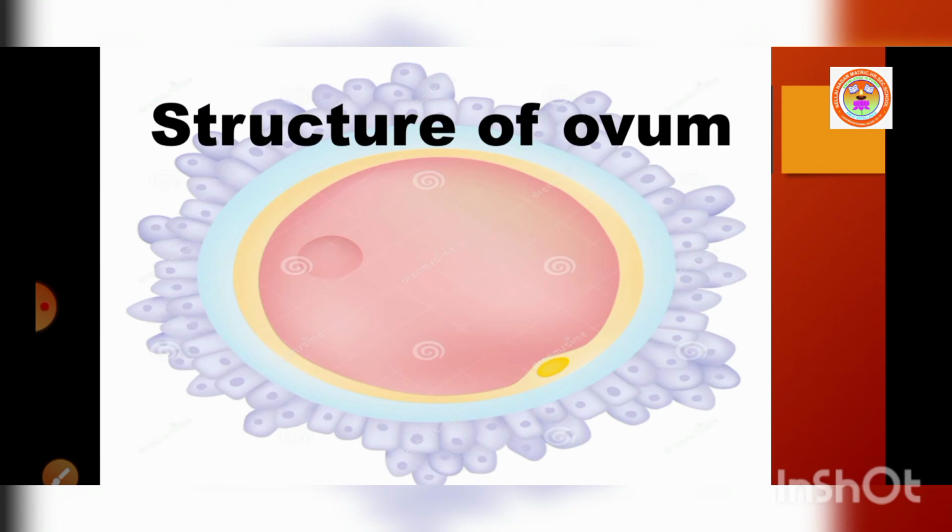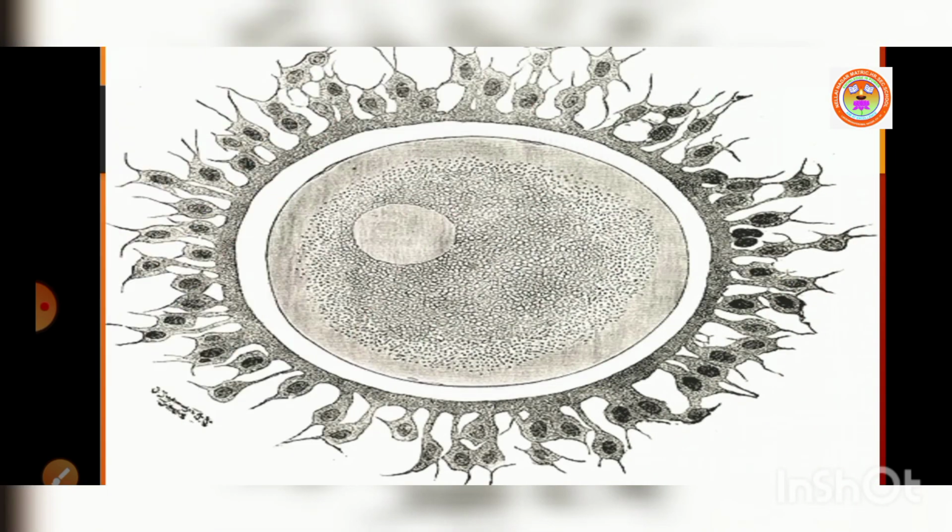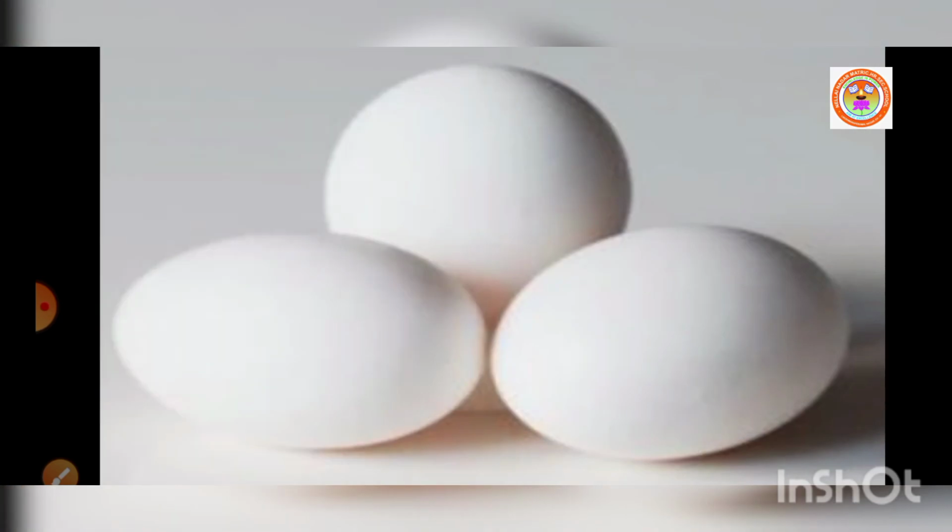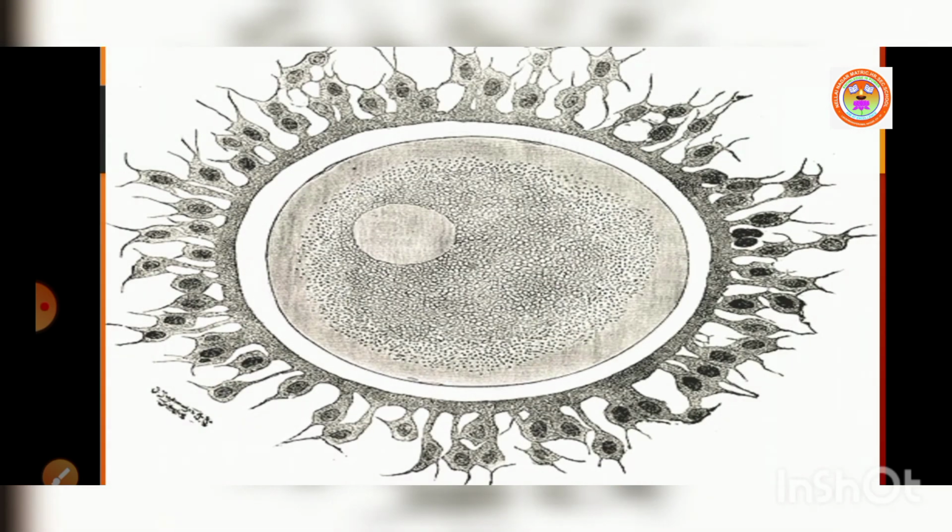Now let us see the structure of ovum. The human ovum is non-cleidoic, aleucital and microscopic in nature. What is non-cleidoic? Here you can see the cleidoic egg. Cleidoic means it contains a calcareous shell. If the egg shell is present, that is called cleidoic. But human ovum is non-cleidoic, with absence of the calcareous shell. So human ovum is non-cleidoic and aleucital.